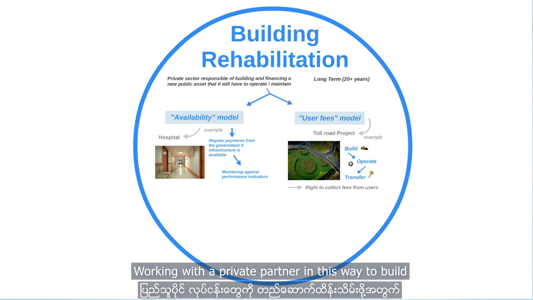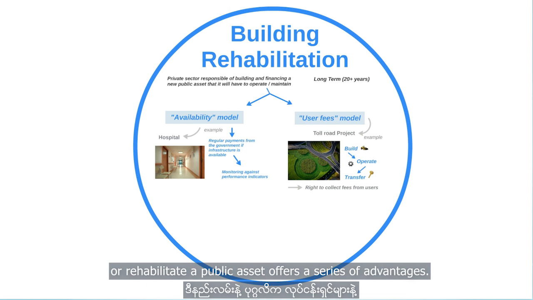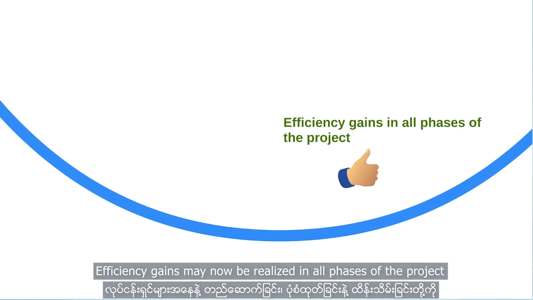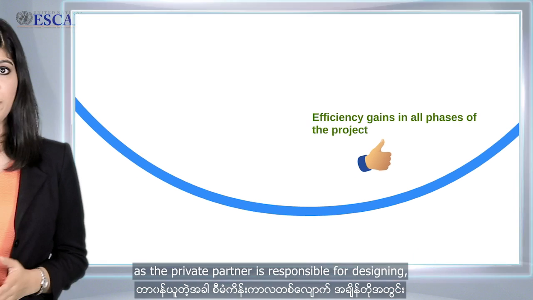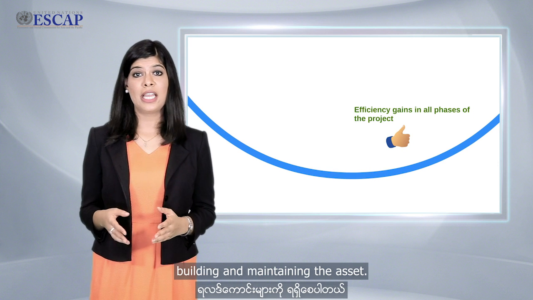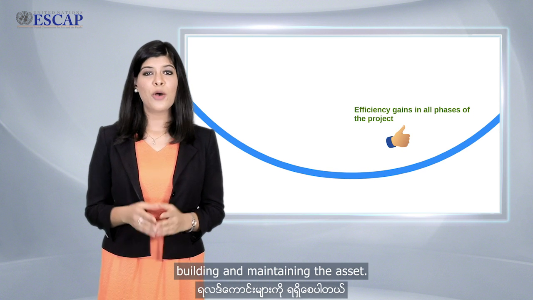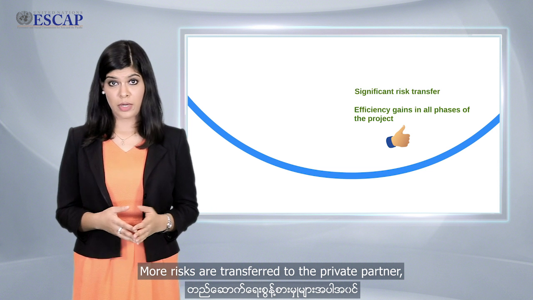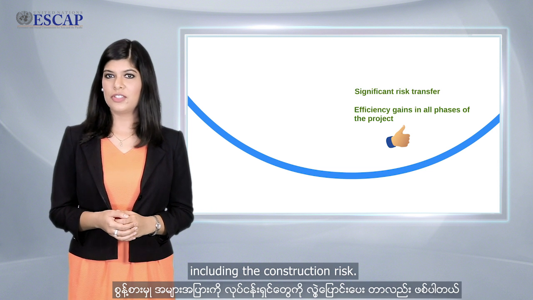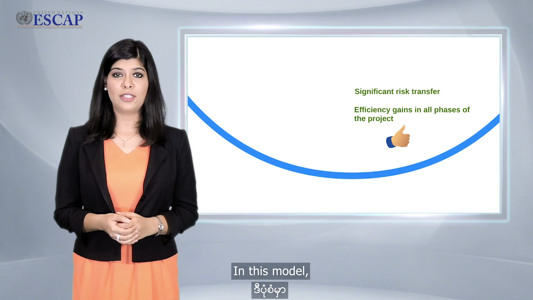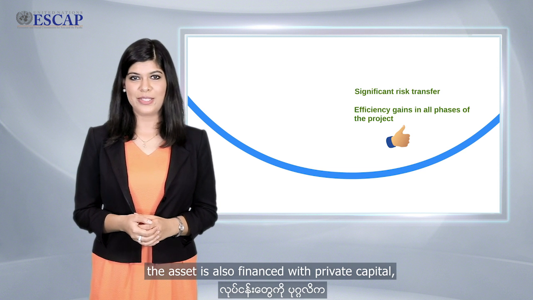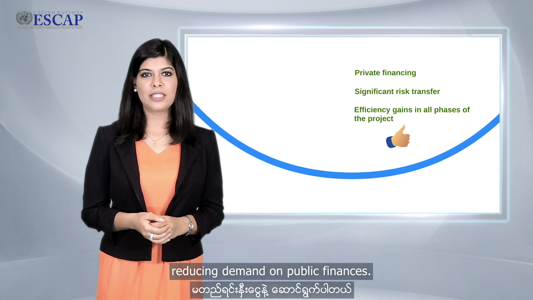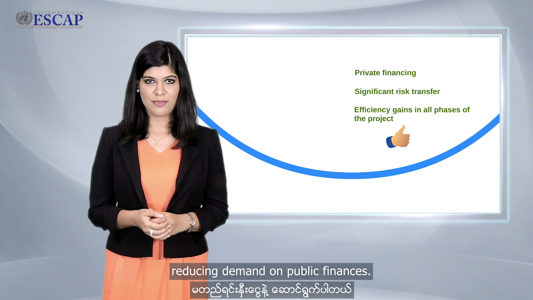Working with a private partner in this way to build or rehabilitate a public asset offers a series of advantages. Efficiency gains may now be realized in all phases of the project, as the private partner is responsible for designing, building, and maintaining the asset. More risks are transferred to the private partner, including the construction risk. In this model, the asset is also financed with private capital, reducing demand on public finances.